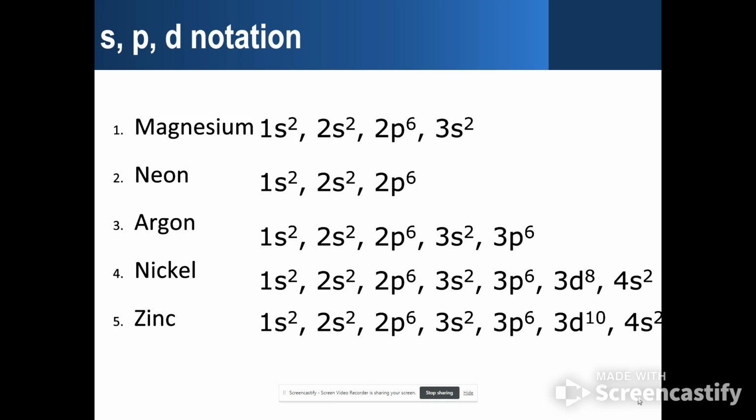Hopefully these are the answers that you have got. If you got them wrong, pause the video again and compare and work out where you may have made mistakes. It might be you have forgotten to fill your 4s before your 3d. It might be that you have looked up the mass number on the periodic table as opposed to the atomic proton number.